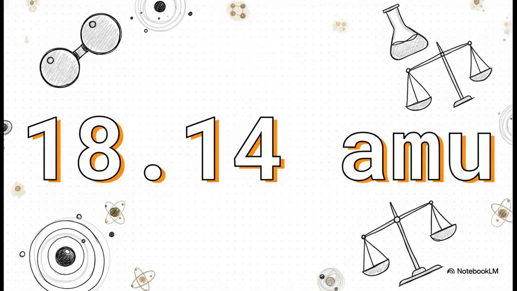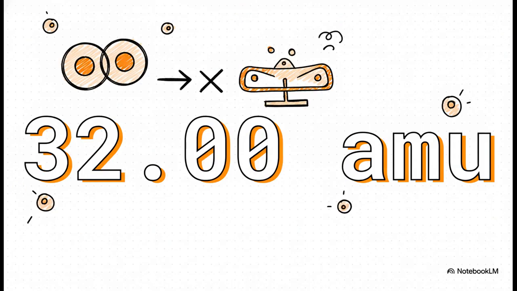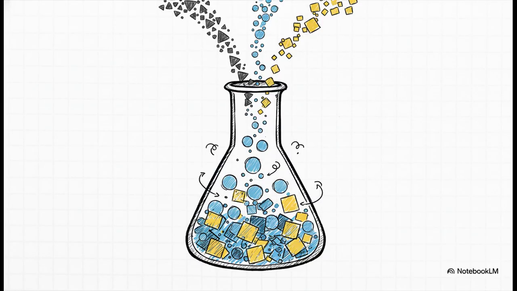Next, we do the exact same thing for hydrogen. We've got 18 hydrogen atoms, so their total contribution to the weight comes out to 18.14 AMU. And finally, we have our 2 oxygen atoms. We do the math, and that gives us a nice, clean 32.00 AMU. Now for the easiest part, we just add it all up. We take the 156.14 from the carbon, plus the 18.14 from the hydrogen, plus the 32 from the oxygen, and we get a grand total molecular mass for ibuprofen of 206.28 AMU. See, it really is just like following a recipe.